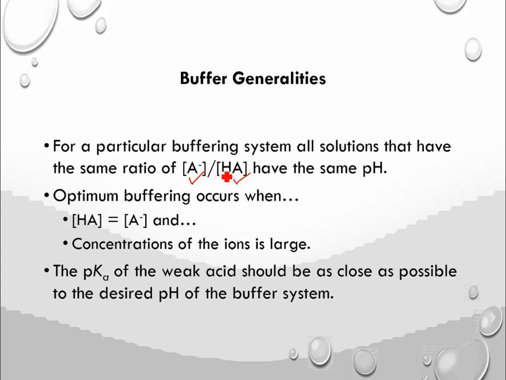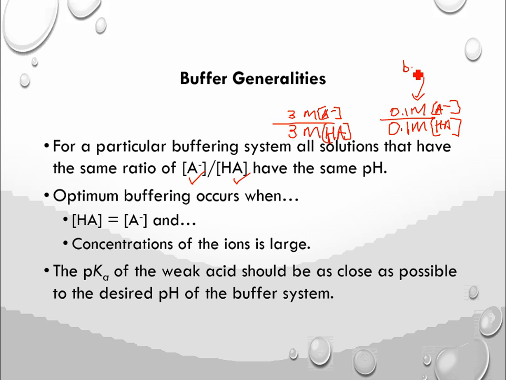Now, buffering capacity could be very different. We could have 3 molar base and 3 molar acid and have the same pH as a 0.1 molar and a 0.1 molar. Let me write these out so you can see what I mean. If they're the same by ratio, then the pH of these two solutions would be the same. We can work this out later on. I'll show you how. But the buffering capacity of this would be very small.